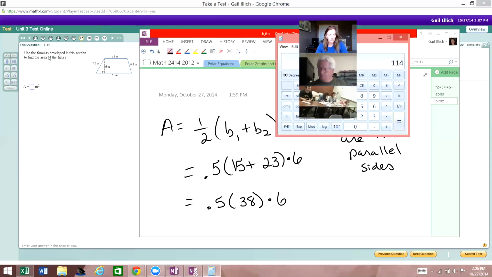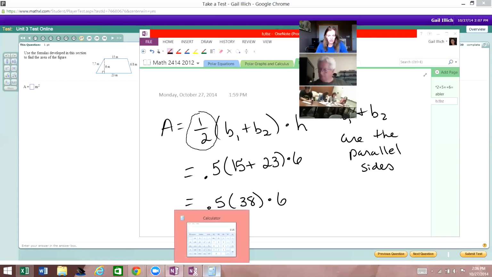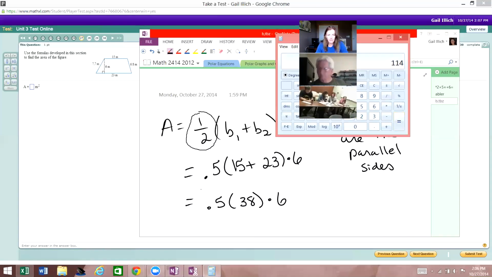Does that look good? How did you get to 0.5? Because it's 1/2. So that has to go in front of the problem no matter what? Yes, that's in the formula. Okay. Do we all get that?